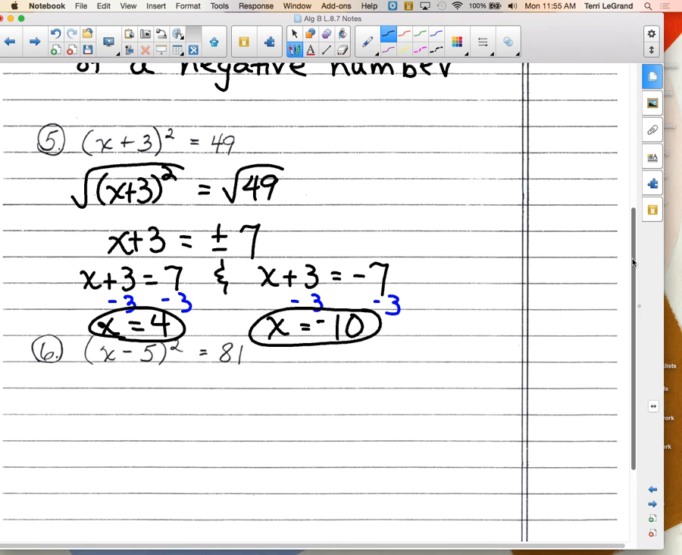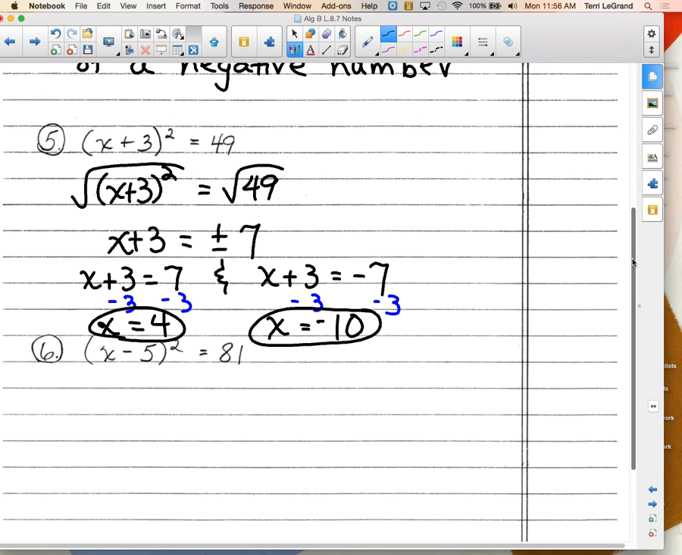Okay, so here's what your brain's going to want to do. Your brain is going to get in the habit of thinking that when you're using the square root method, the solutions will be opposites of each other. Not always. Sometimes, but not always.